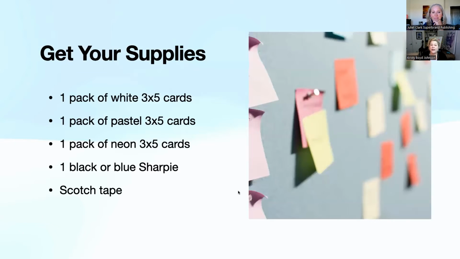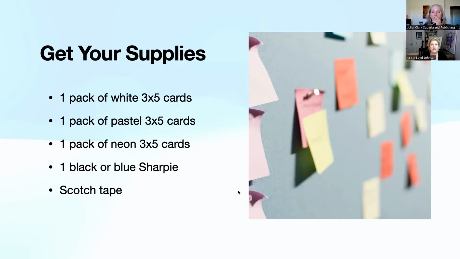Okay, these are the supplies that you need to prep your book. This list is all you need. You want to get a pack of white 3x5 cards. It doesn't matter if they're lined or unlined. It's your preference. You're going to want a pack of the pastels, which have the pretty purple, light yellow, light pink, light green and light blue. And you're going to want a pack of the neons, the brights. You need a bunch of different colors to organize the strategy. Then you want to have a Sharpie to write on your cards.